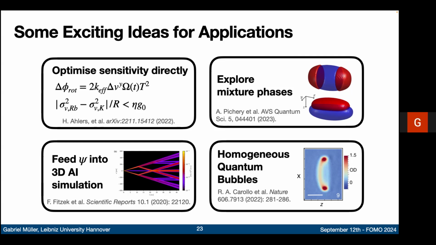And then this one would be, you could also explore different mixture phases. So your objective function, your optimization goal, doesn't have to be zero motion, zero oscillation, whatever. It can also be something more interesting.